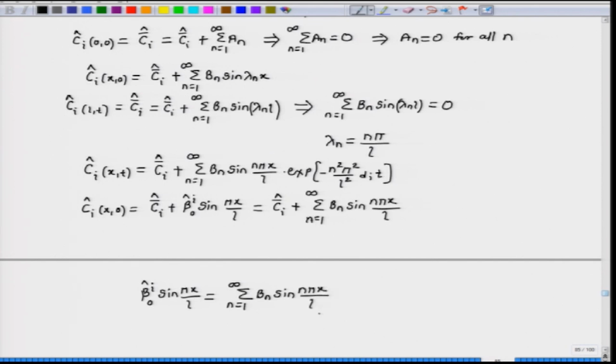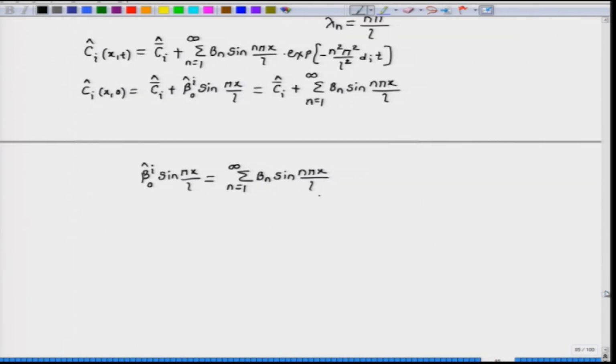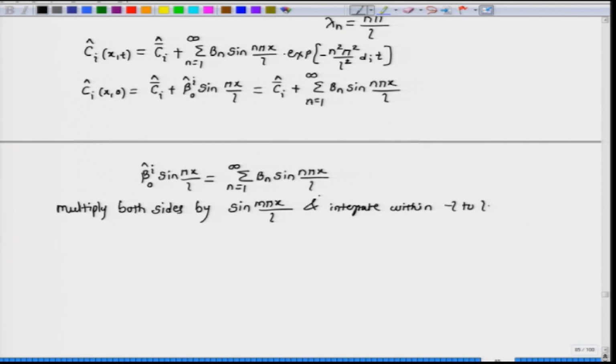Now, to obtain the values of B n, what we do is we multiply both sides by sin m pi x by L and integrate within the interval minus L to L. Here m is an integer.